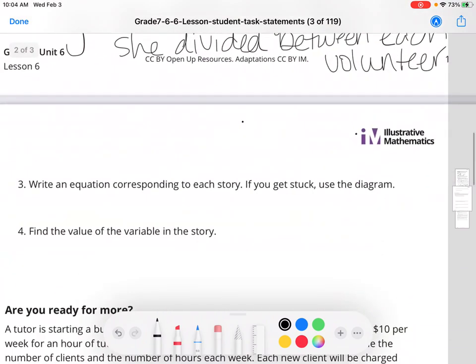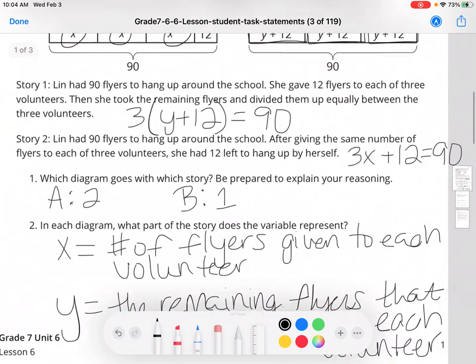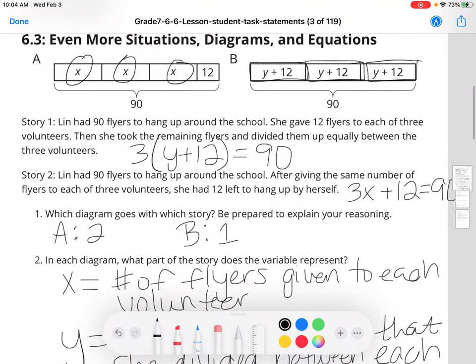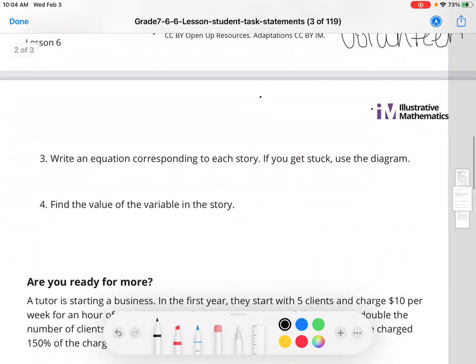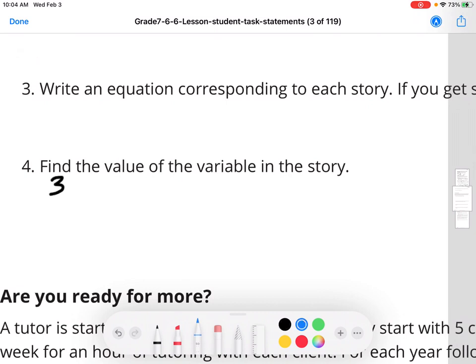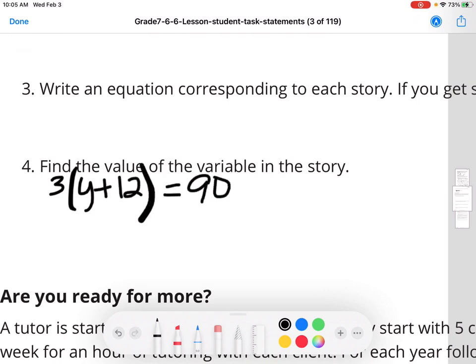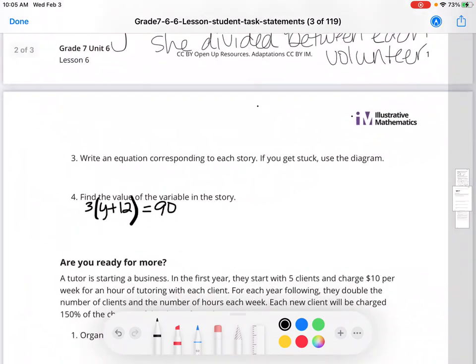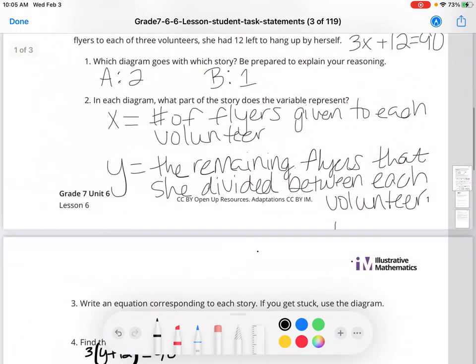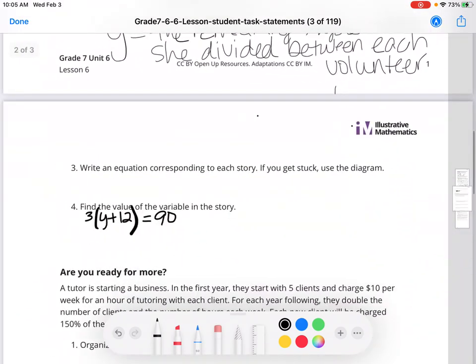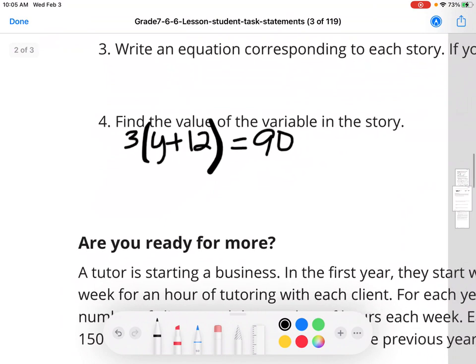Okay, and then number 4 just wants you to find the value of the variable in the story. So for story 1, we had 3 times Y plus 12. That equaled 90. And then for story 2, our equation was 3x plus 12 equals 90. Okay, so let's look at the first equation.